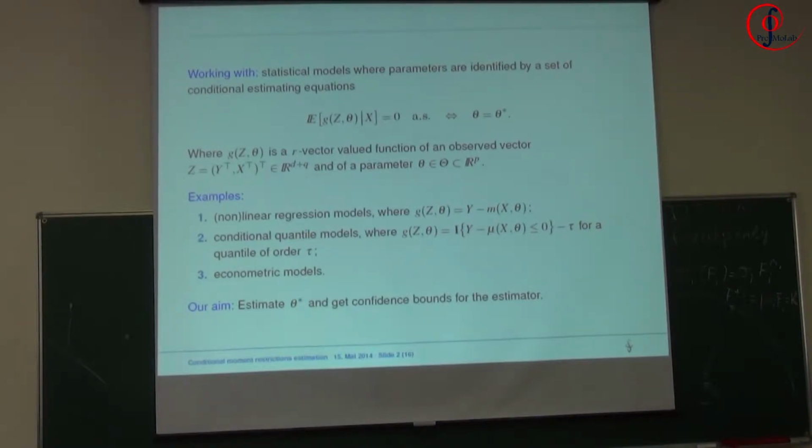And our target is to estimate the true parameter if the parametric assumption is correct, and get confidence bounds for our estimator. So mainly we are interested in getting confidence bounds, because estimation of parameters in such models is a very developed topic. There are a lot of papers, a lot of techniques, and we are working more with theory. So it's kind of motivation.